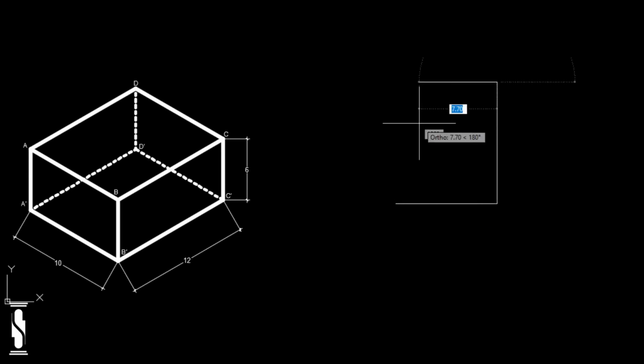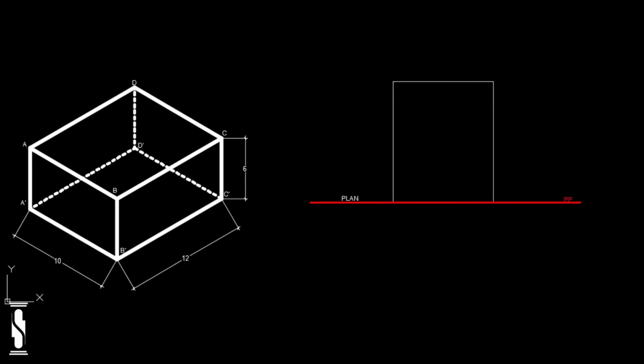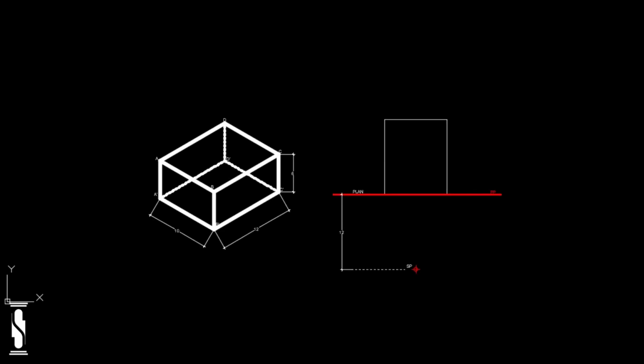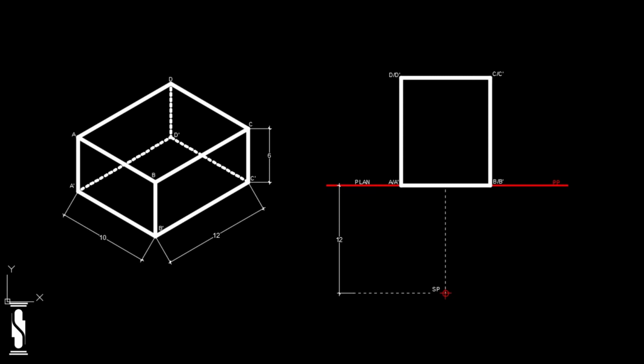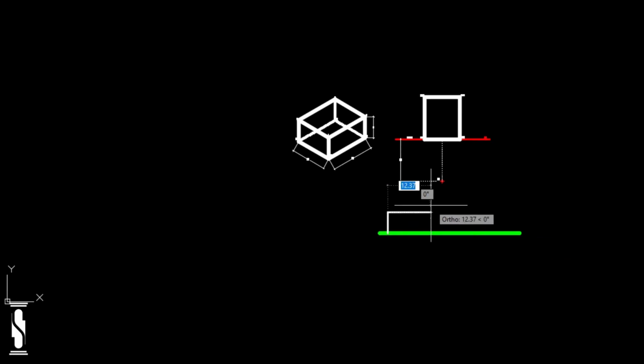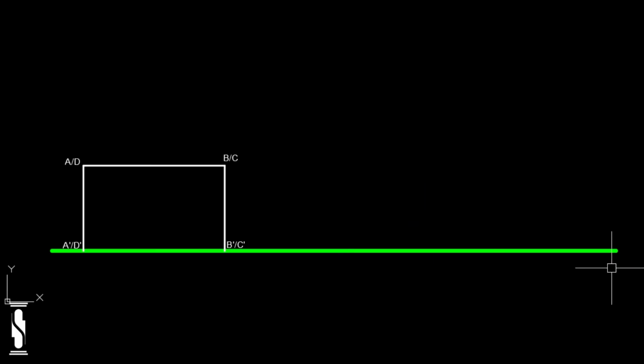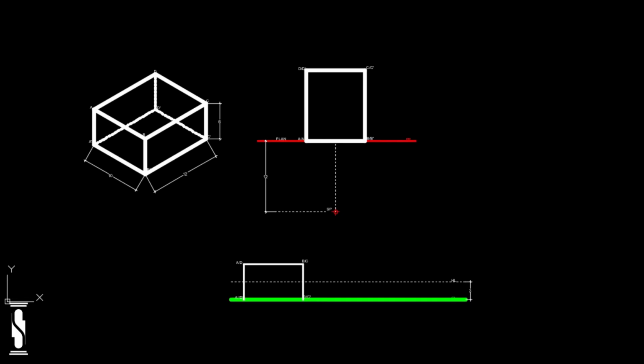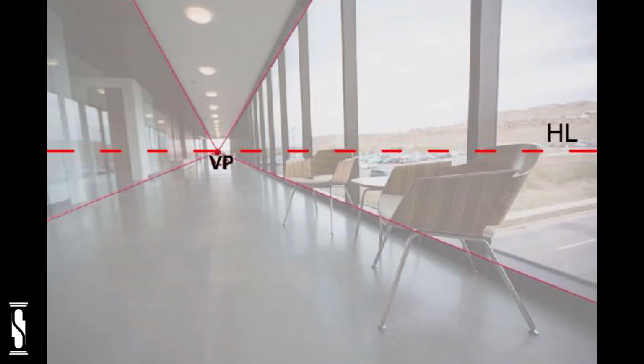So first of all, draw the plan of the cuboid and mark the picture plane and station point. Draw a ground line at some distance apart and make the elevation of any side on it. Then mark the line of horizon at eye level above the ground line. One-point perspective contains only one vanishing point, which lies on the line of horizon.